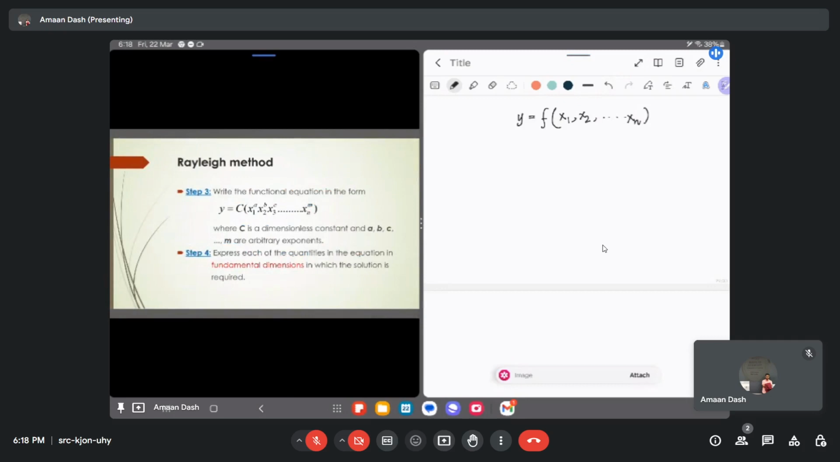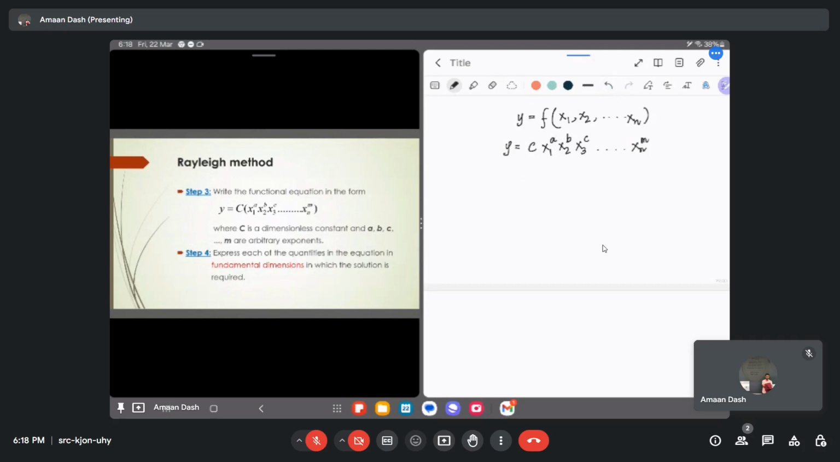Write the functional equation in the form y equals some constant times x1 to the power of a, x2 to the power of b, x3 to the power of c, up to xn to the power of m, that we don't know. Here C is a dimensionless constant and a, b, c are arbitrary exponents.